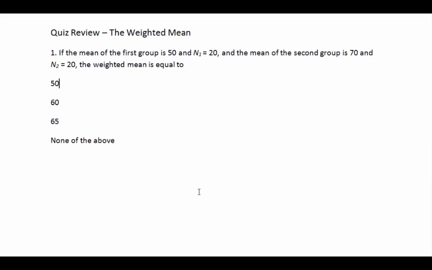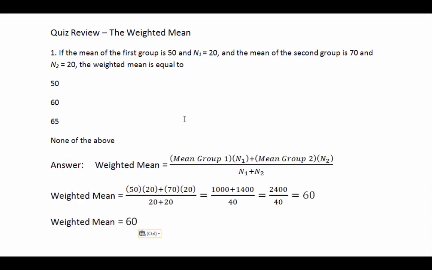If you recall from the lecture about the weighted mean, notice here that we have equal group sizes. And when that's the case, the weighted mean is exactly halfway in between the two group means. And if we have a mean of 50 for group 1 and a mean of 70 for group 2, then halfway in between those two groups is 60. So the weighted mean should be 60 in this case. But we also can plug this into our formula, and we'll see when we do that we do in fact get a weighted mean of 60.